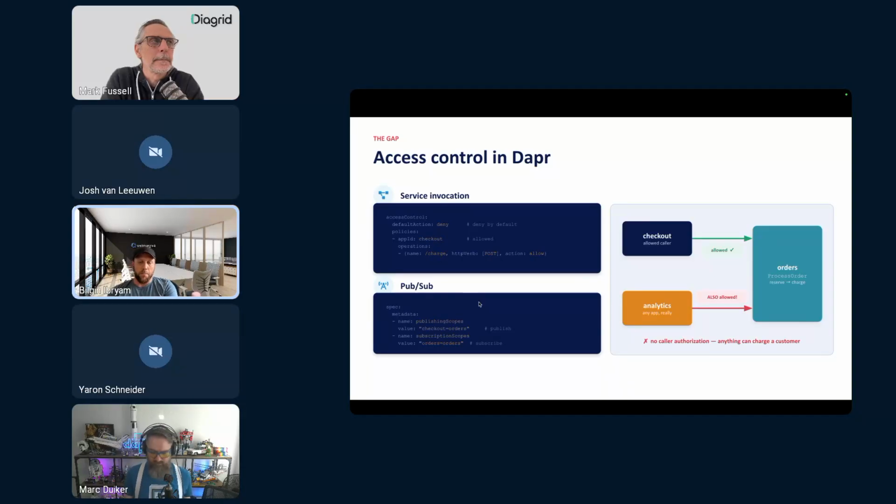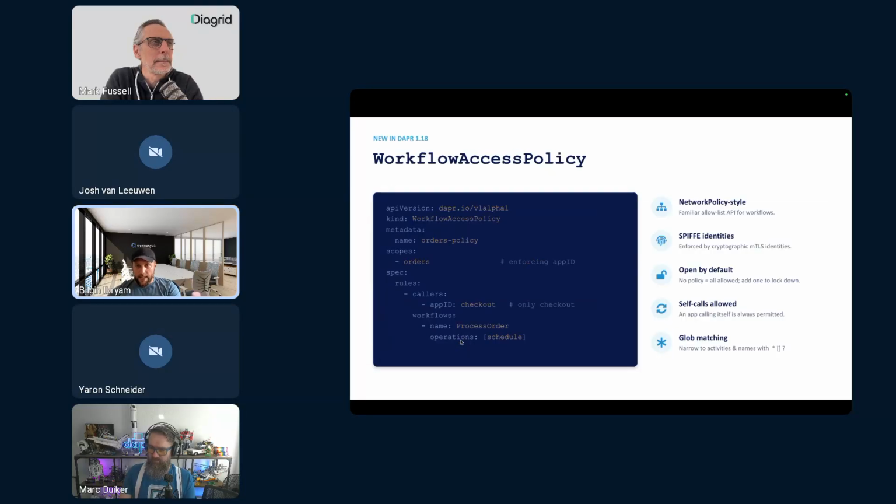Similarly, I can lock down the PubSub API. I can only allow the checkout service to publish on an orders topic and only the orders app to consume for the orders topic. But with multi-app workflows, we have a brand new protocol that needs similar access policies. And that's what's been introduced in Dapr 1.18.